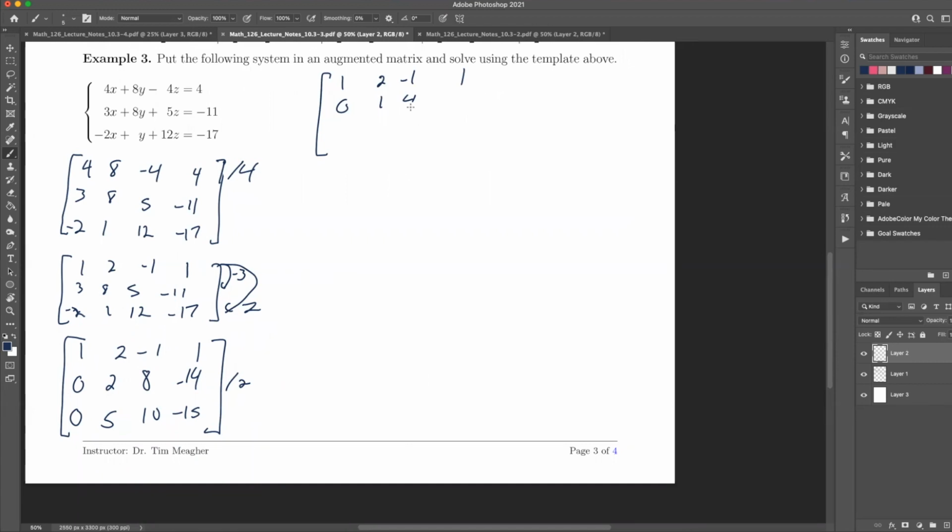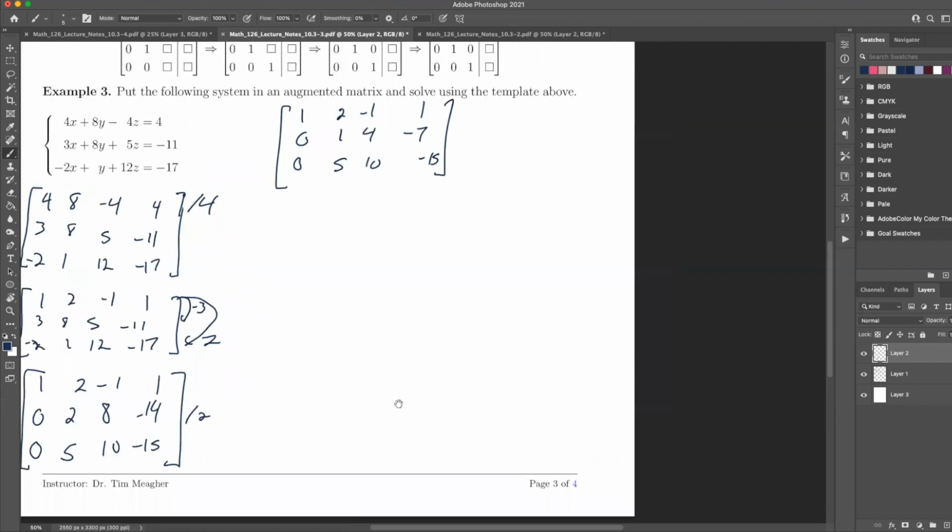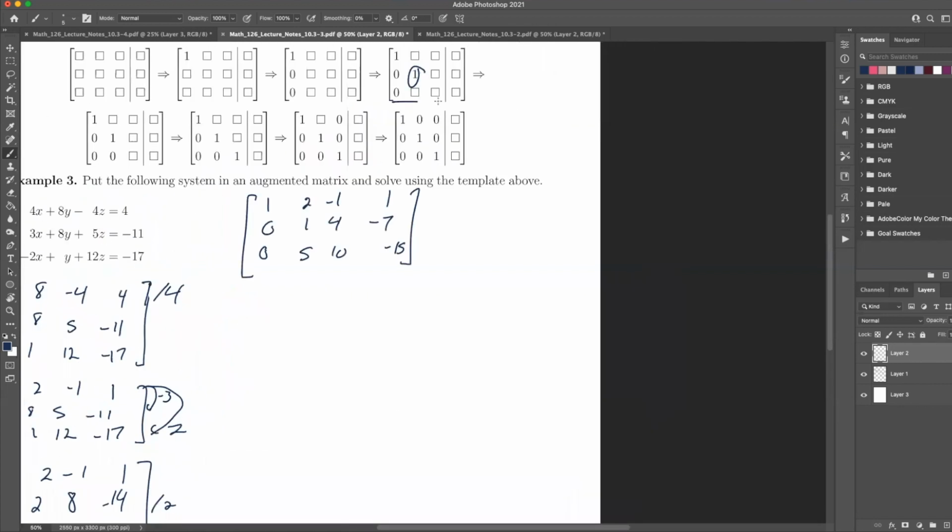Now, I could divide this row by 3, but it may or may not be productive. Or by not 3, 5. All right, so now I've achieved this goal. My next goal is a 0 here. So how am I going to do that? Just minus 5 of that down to here. Let's go ahead and do that.